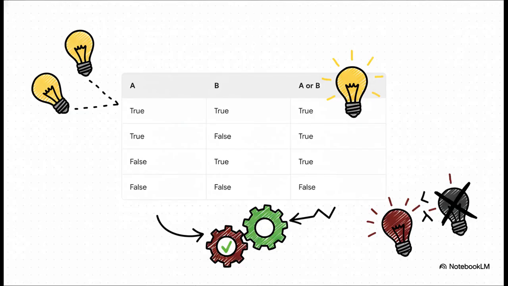You can totally see that flexibility in its truth table. Look how many true results there are. As long as there's at least one true on the input side, the output is true. The only way you ever get a false is if both inputs are false.